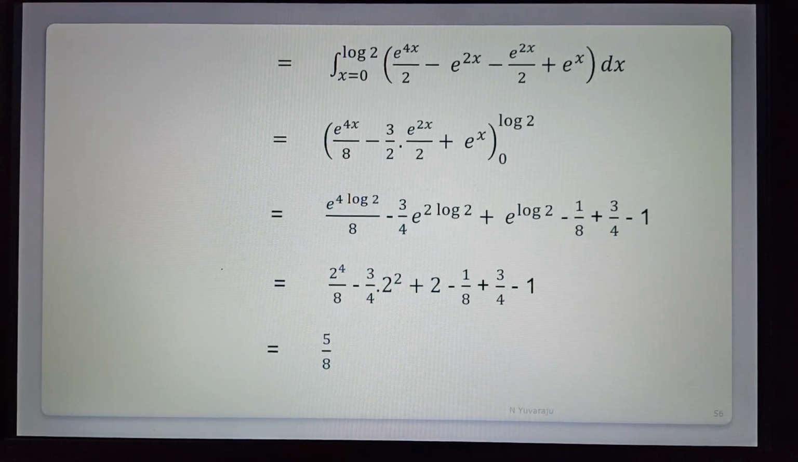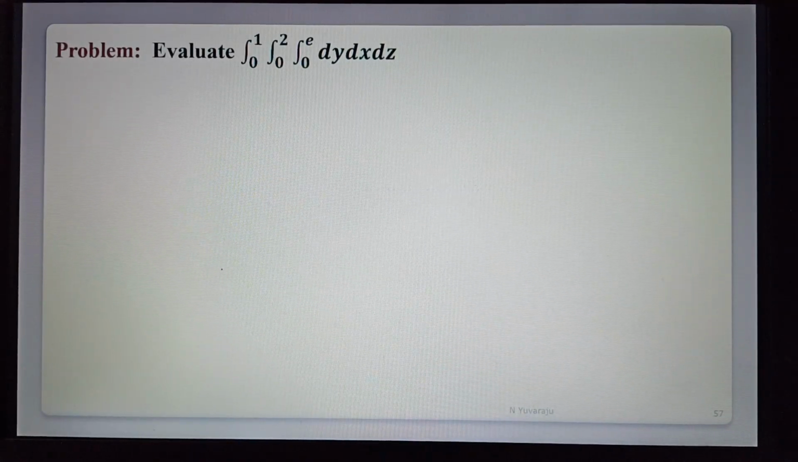So next example: evaluate integration 0 to 1, integration 0 to 2, integration 0 to e dy dx dz. So first with respect to y, the limits are 0 to e, x limit 0 to 2, z limits 0 to 1, because the integrating order is given and the x, y, z limits are all constants. So first of all, we can integrate with respect to any variable x, y or z. But in the given order, first y, next x, next z.